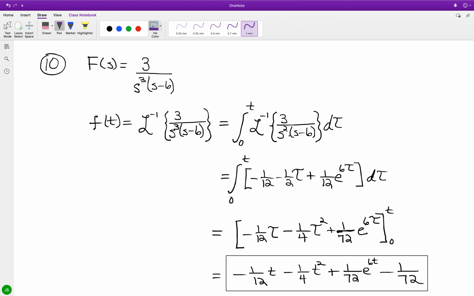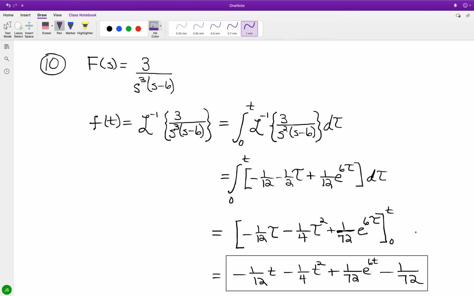And again, with the letter t, this would and was the inverse Laplace transform of 3 over s squared times the quantity of s minus 6, except we have now in the arrangement we have t in terms of the variable tau. And now looking at the integral, attaining the antiderivatives, so we're going to have negative 1/12 of tau, and we have what's going to be minus 1/2 times tau squared over 2, so this will be minus 1/4 of tau squared. And we're going to have for the last term, we have 1/12 of 1/6 of e to the 6th tau.